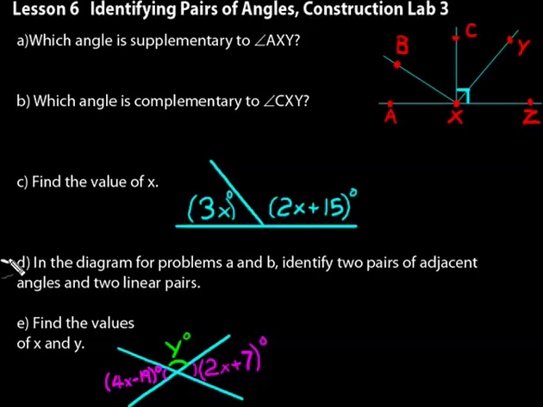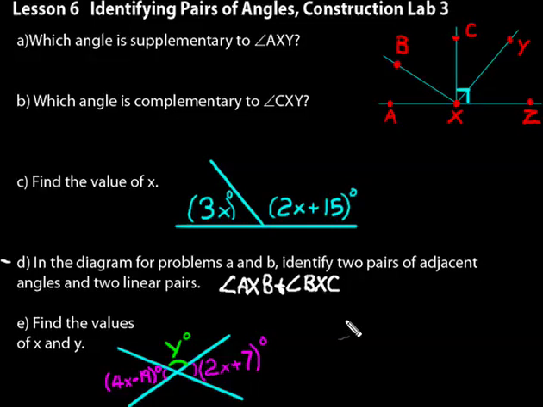In the diagram for problems A and B, identify two pairs of adjacent angles and two linear pairs. It doesn't matter which two pairs you do here for adjacent or linear pairs. Two adjacent pairs, I'm going to say angle AXB and angle BXC. They have a common side and a common vertex, and we see that middle letter there. Those should be the same, of course. That lets us know that they have a common vertex.